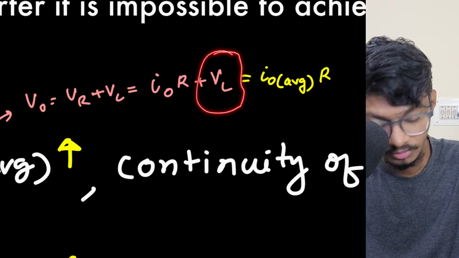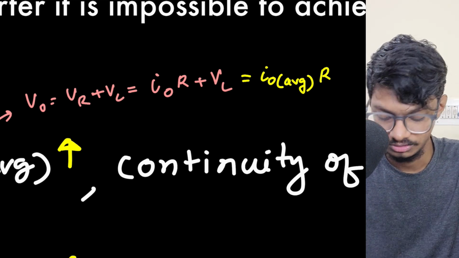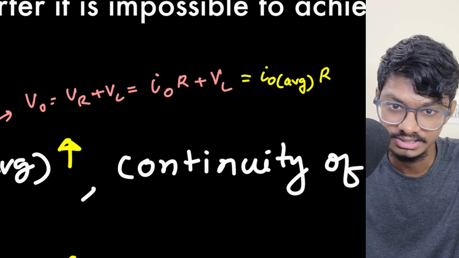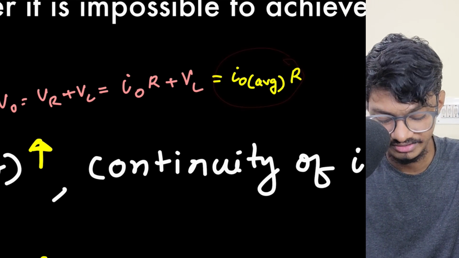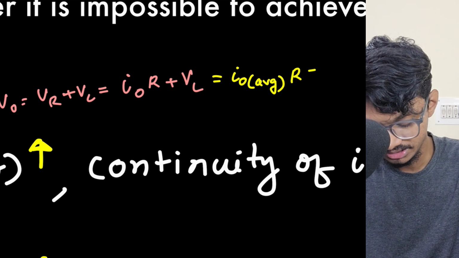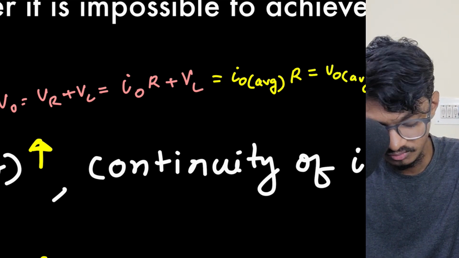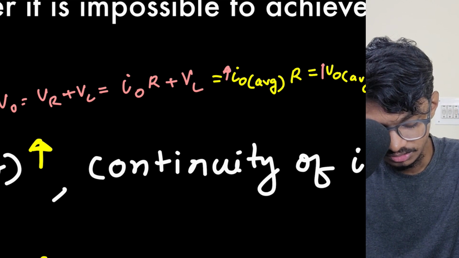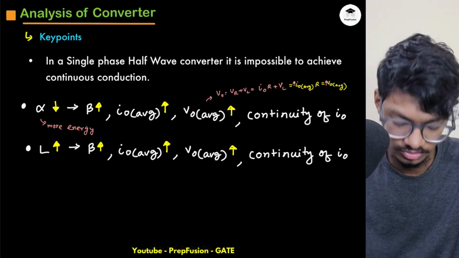Did I tell you that the overall average throughout a cycle of inductance voltage will be 0, by the volt-second criteria? This I have explained in my previous lecture. So obviously VO average equals IO average into R. Hence, as IO average has increased and R is constant, VO average will also increase.